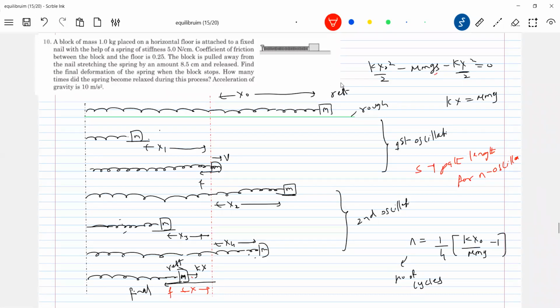So you know x naught, you'll get S. Then you know the total distance. Otherwise, calculate x1, x2, x3, x4, like that and so on. If there are 10 oscillations, you have to draw 10 oscillation diagrams, then you have to work it out. So I suggest you go for the generalized formula. There you substitute this one.